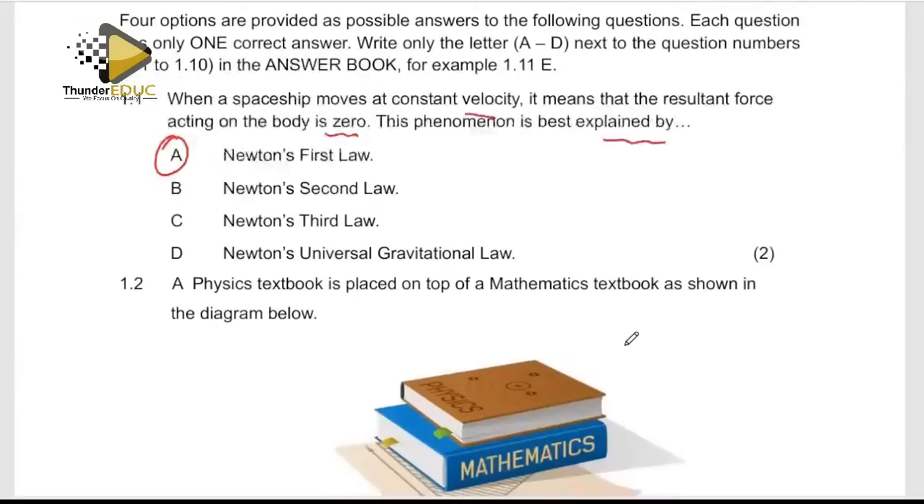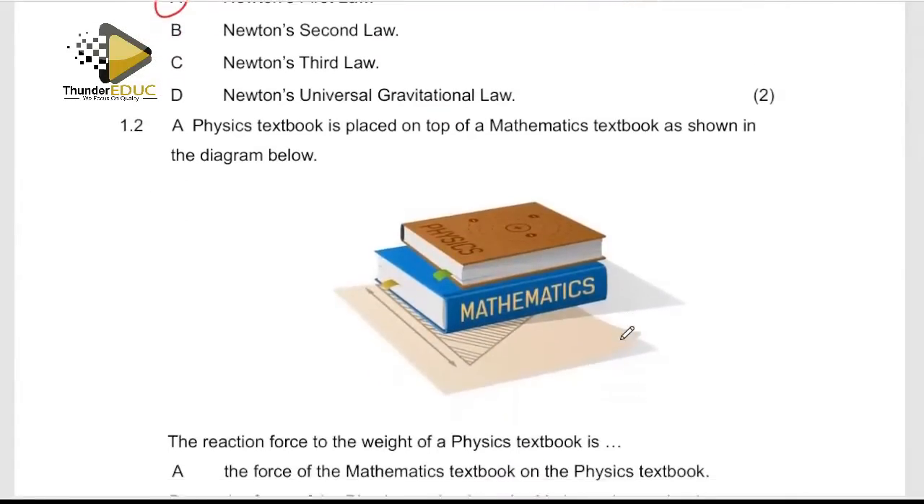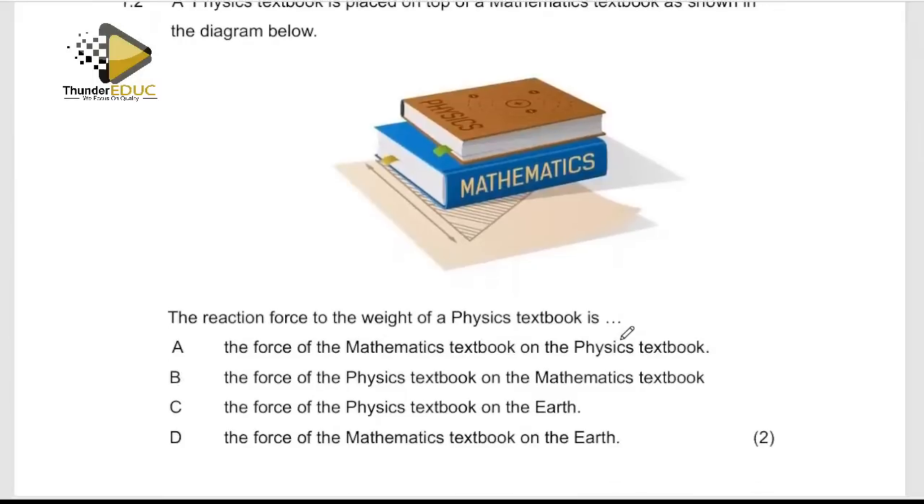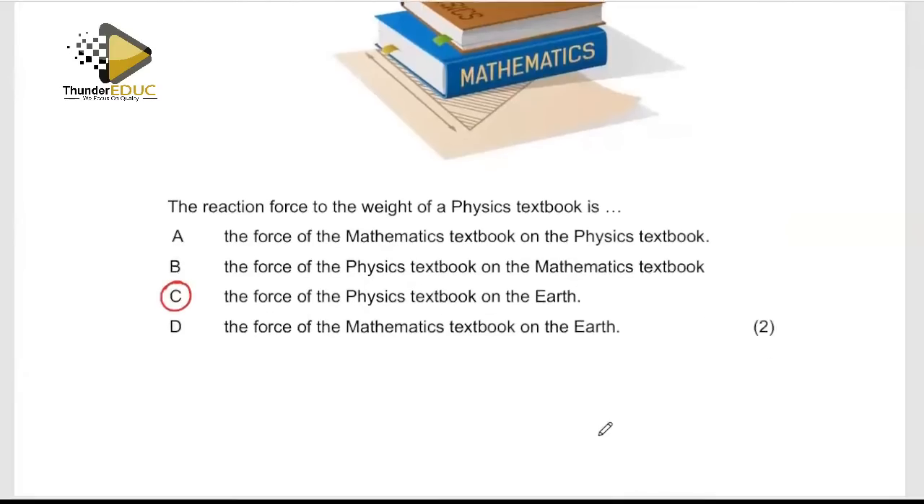Then 1.2, a physics textbook is placed on top of a mathematics textbook as shown in the diagram. The reaction force to the weight of the physics textbook is: the force of the maths textbook on the physics? No. The force of the physics textbook on the maths? Nope. The force of the physics textbook on the earth. That would be the best option. The force of the maths on the earth? No. The physics on the earth. So it is the reaction force to the weight of the physics textbook.